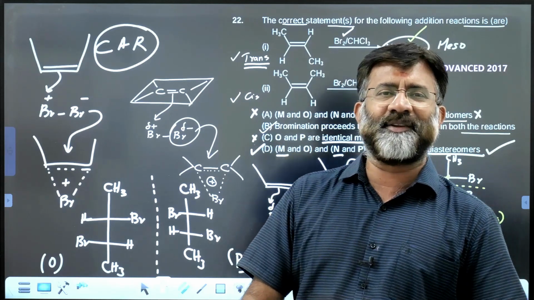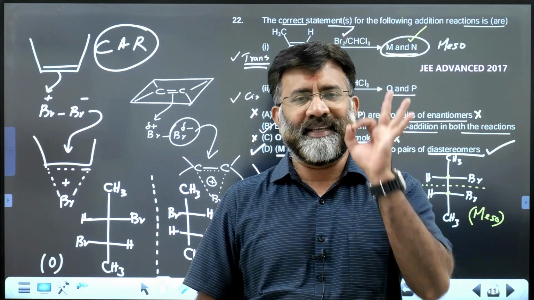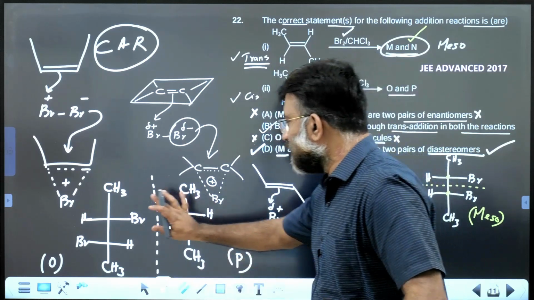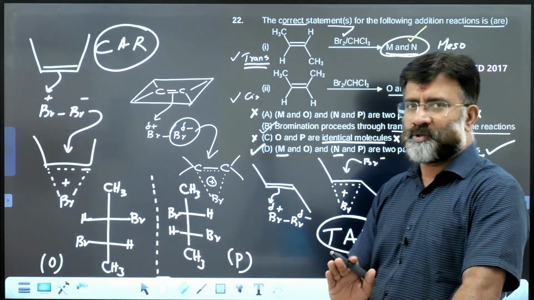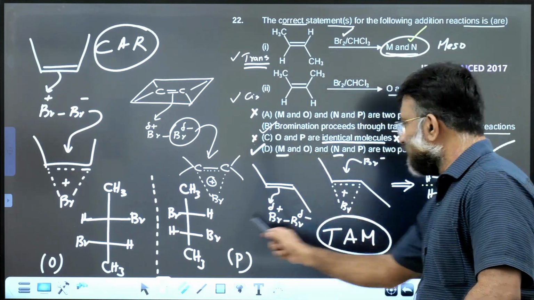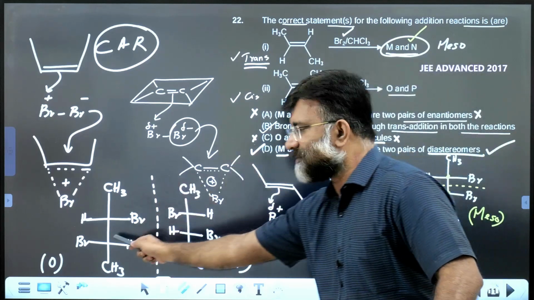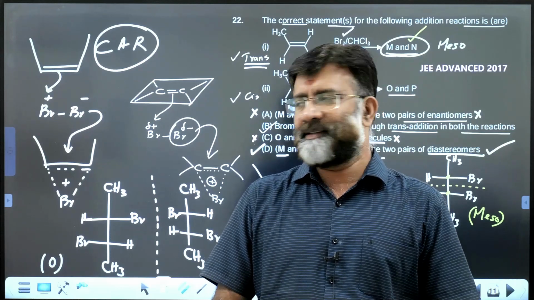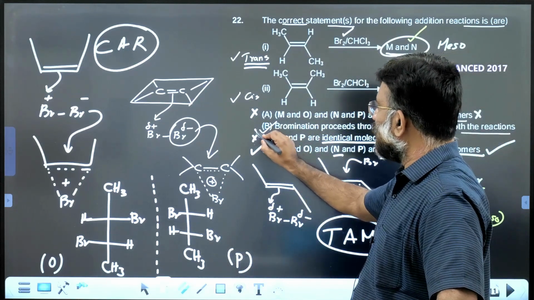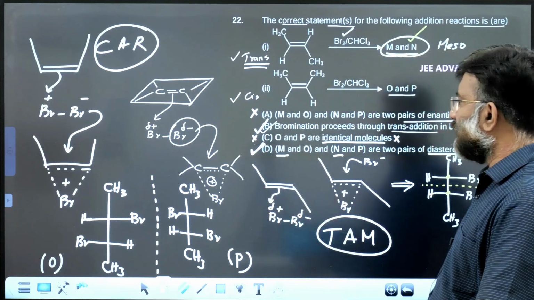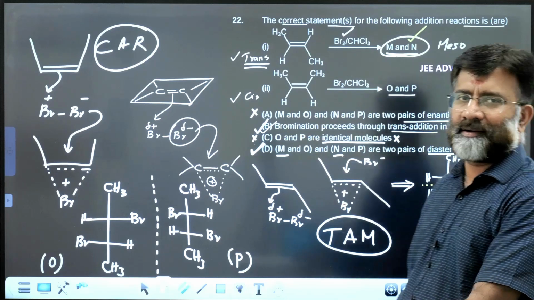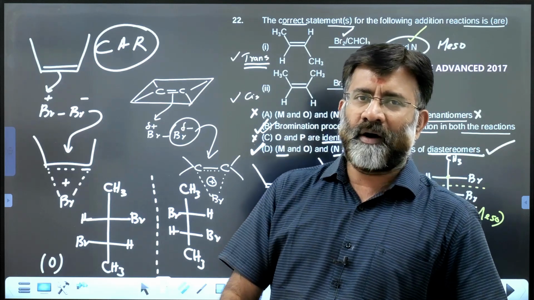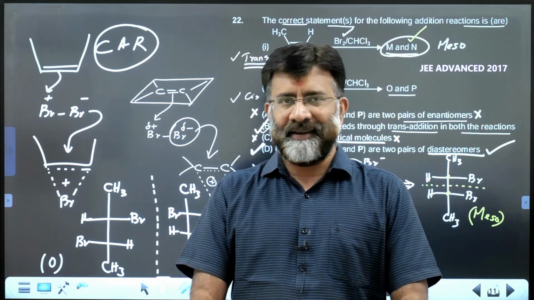What is meant by diastereomers? Diastereomers are stereoisomers which are not mirror images of each other. This and this are stereoisomers, but not mirror images. They are called diastereomers, right? So the correct answer is the second choice, B, and the fourth choice, D, where A and C are wrong statements. And this is related to the specific stereochemical outcome on cis and trans molecules by syn and anti-additions.